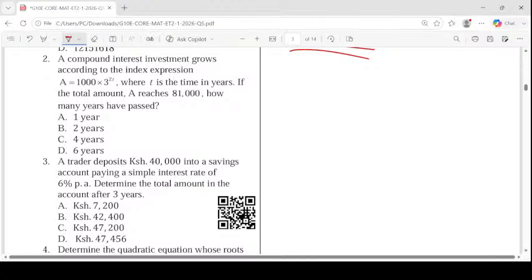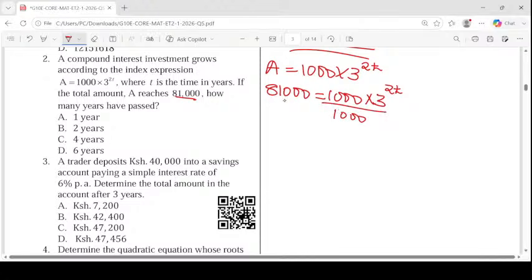So the formula we are going to use here is A is equal to 1,000 times 3 to the power of 2t. But A, which is the total amount, is now 81,000. So we are going to say 81,000 is equal to 1,000 times 3 to the power of 2t. I can divide through by 1,000 to simplify this, also the other side by 1,000. So this will cancel with this. So we are going to have 81 is equivalent to 3 to the power of 2t.